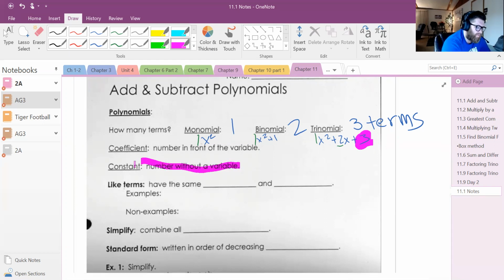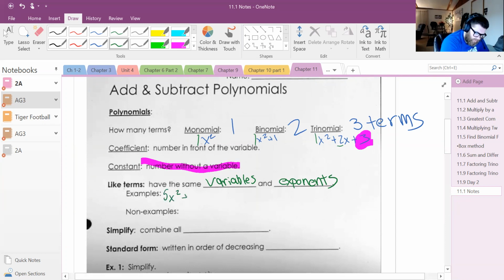Like terms have the same variables and exponents. Yes, variables and exponents. X squared with x squareds, x's with x's, numbers with numbers. You can't combine x squared and x because they're not like terms. One has 2 x's, one only has 1. It has to be something that looks like this: 5x squared plus 2x squared equals 7x squared. That is combining like terms.